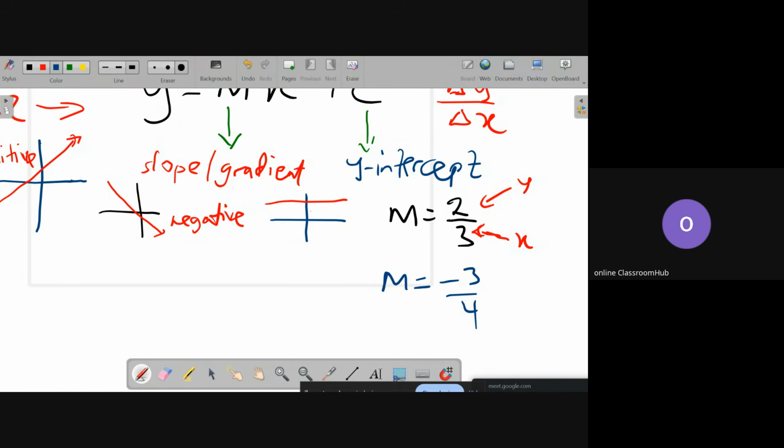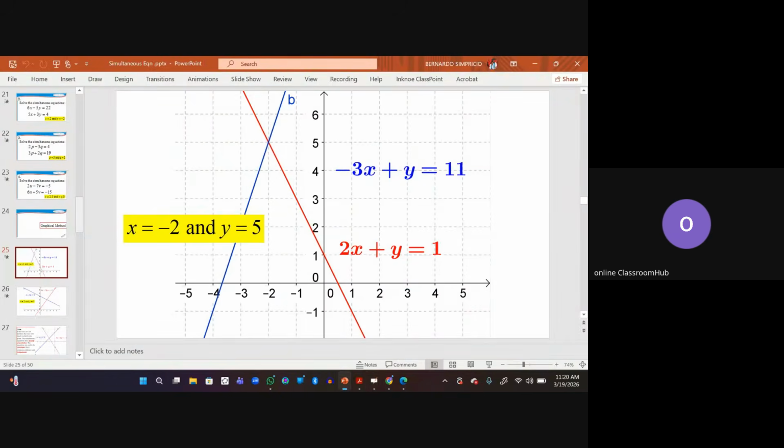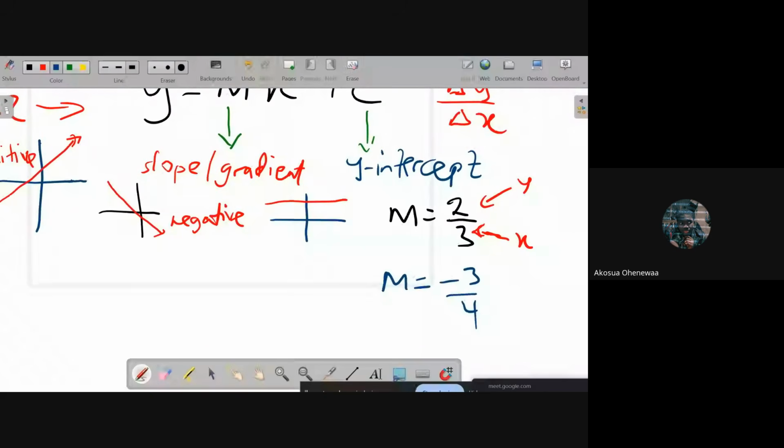Yes, your hand is up. Let's hear you. Please, so when the x is even negative, you still go to the right? I said x, you always go to the right. So when the x is negative, you still go to the right.